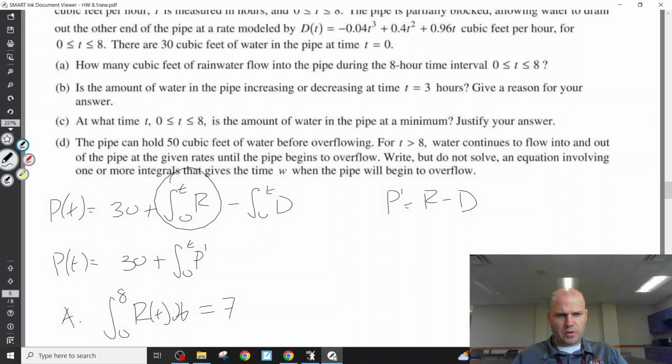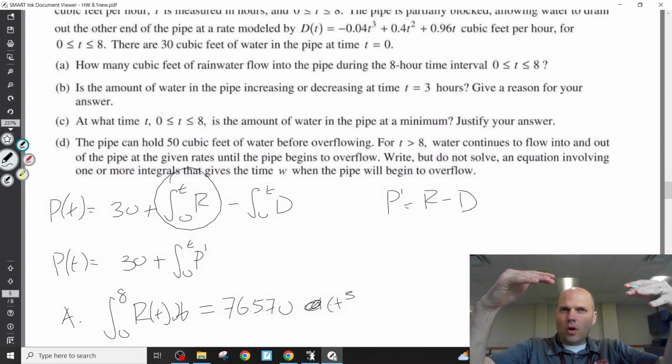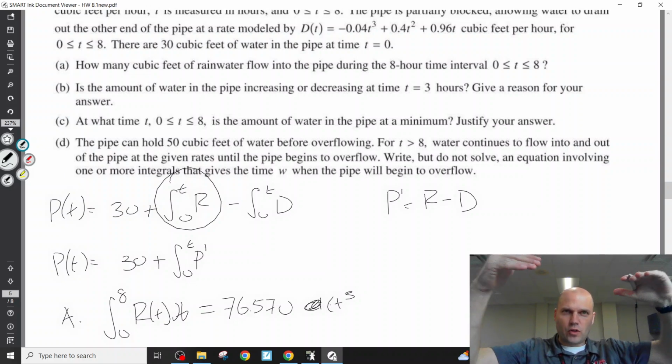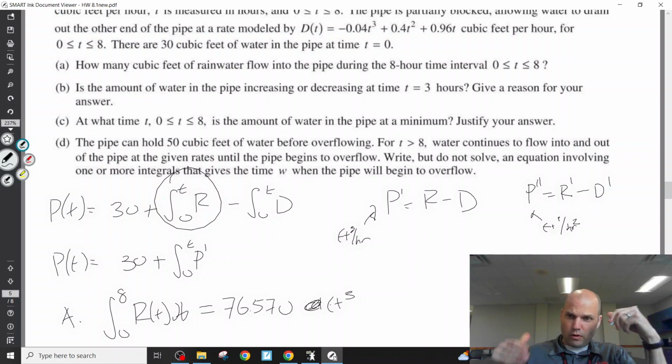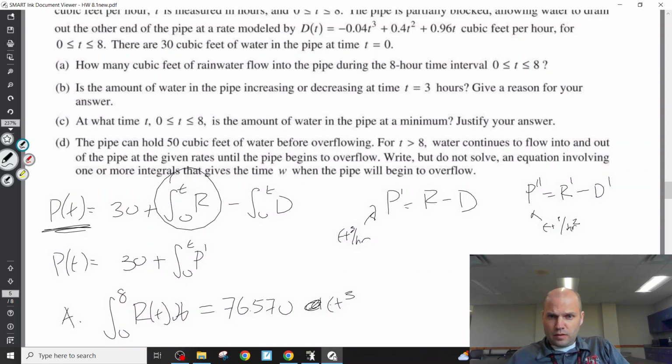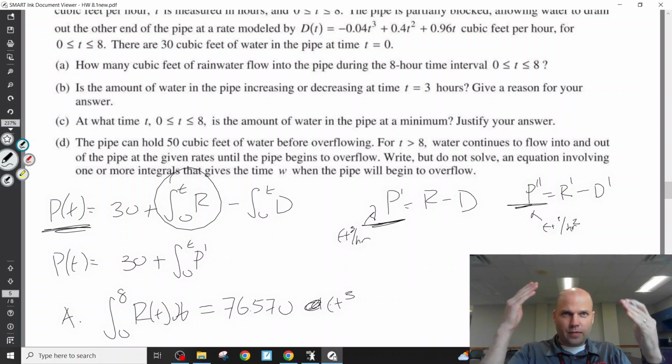76.570. This is a number that's familiar. This is in cubic feet. This is an amount, cubic feet. A rate of change of the amount, the derivative, cubic feet per hour. So P prime would be cubic feet per hour. P double prime, which will be r prime minus d prime, which might be needed, is cubic feet per hour squared. Okay? Acceleration. Position, velocity, acceleration. F prime, F double prime.